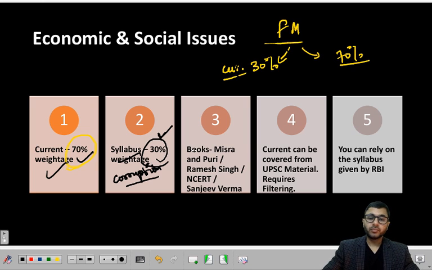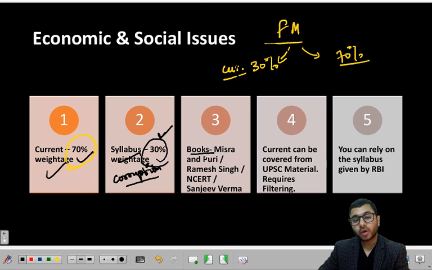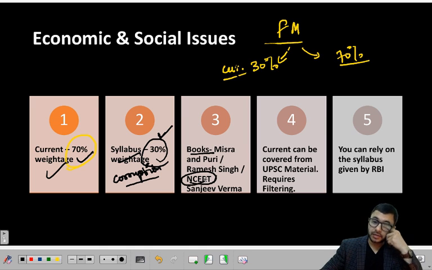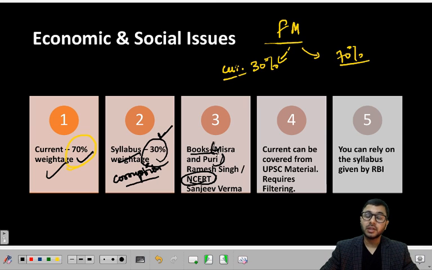Books: Mishra and Puri or Ramesh Singh or NCERT or Sanjeev Verma. You can pick up any one. To start, NCERT is good. One day one NCERT, or maximum of 2 days one NCERT. Try to cover it, and then you can move to other books like Mishra and Puri or Ramesh Singh or Sanjeev Verma. Mishra and Puri is the most comprehensive, but at the same time takes a lot of time. Ramesh Singh is considered more brief and more doable in the limited time period.